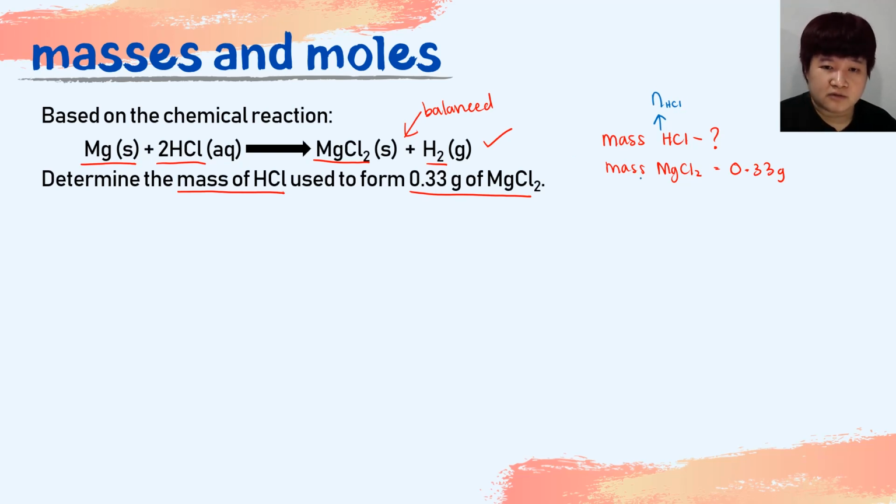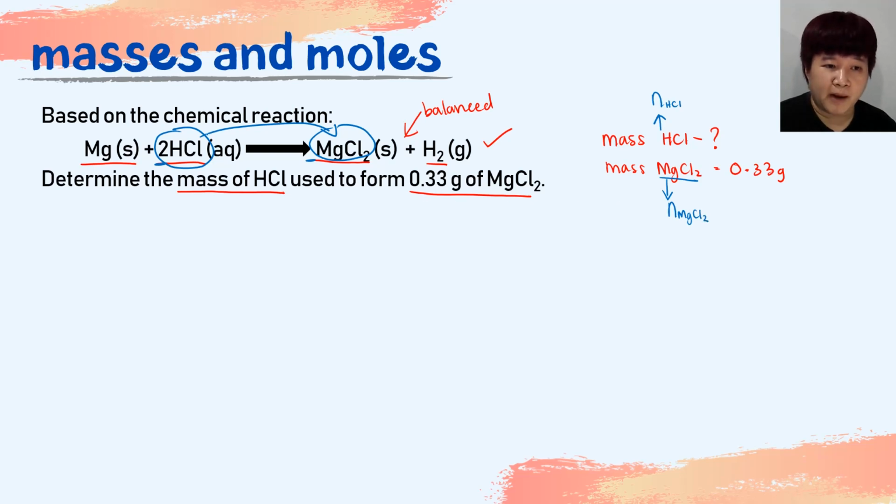Stoichiometry comes in. We have the mass of magnesium chloride, and we know that the relationship between hydrochloric acid and magnesium chloride is 2 to 1. But the requirement in stoichiometry is that the ratio must be in number of moles. So we need to change this mass to number of moles of magnesium chloride.